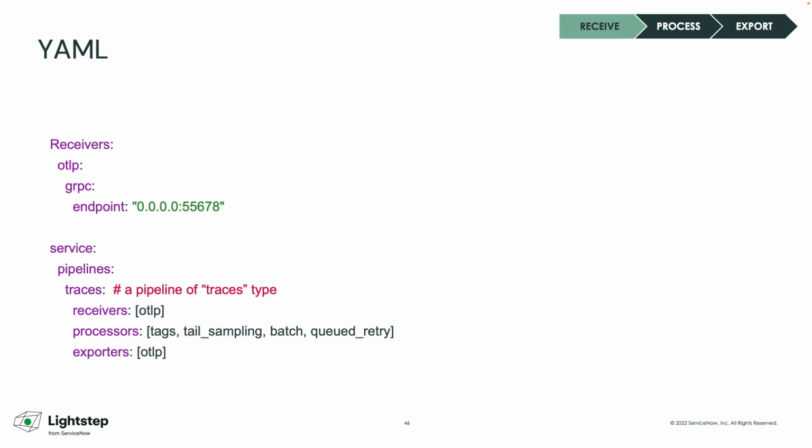This is an example of a configuration for a receiver, in YAML format again. Here you can see that we enable an OTLP receiver only for the gRPC protocol, and we define that it will listen on any IP address on port 55678. In order to enable this receiver, you should put it in at least one pipeline, and here we define that this receiver will be used in the traces pipeline.